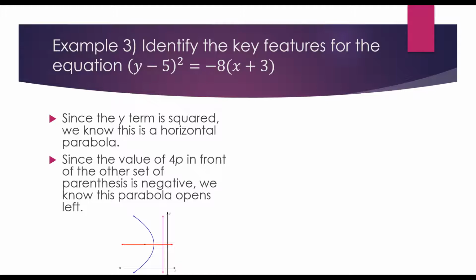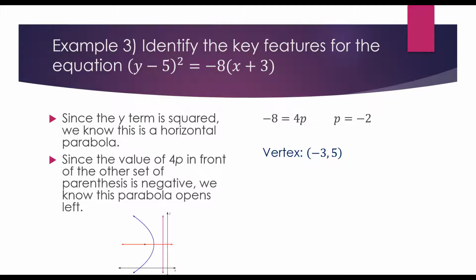Okay? Let's start with our vertex. The plus 3 means our x coordinate's going to go left 3. The minus 5 means our y coordinate's going up 5. I guess I did it in a different order in the PowerPoint. That's okay. Let's find our p-value. We know the number out in front is negative 8. So negative 8 equals 4p, which means p equals negative 2. All right, there's our vertex that I was talking about a moment ago at negative 3, 5.